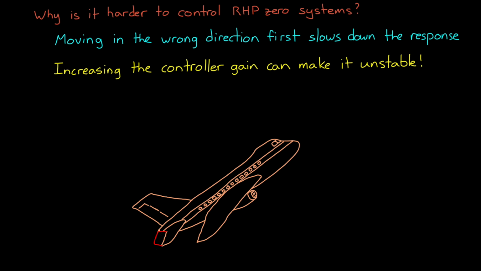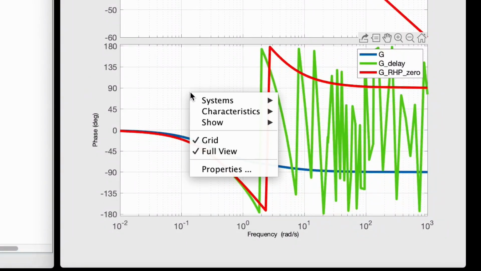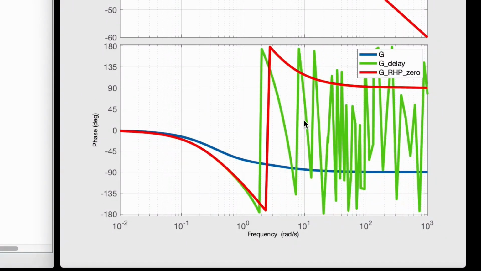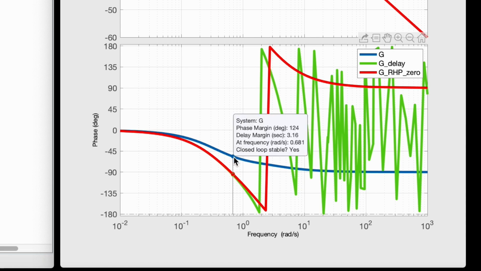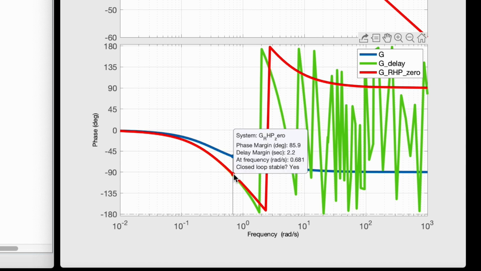We can see that this instability occurs in a more mathematical sense by looking at the phase margin. Let me bring up the Bode plot from earlier with the transfer functions and display the phase margins. You can see that there's about 124 degrees of phase margin for the minimum phase system, and about 86 degrees of phase margin for the two non-minimum phase systems. The fact that they're this close to each other is purely coincidence.